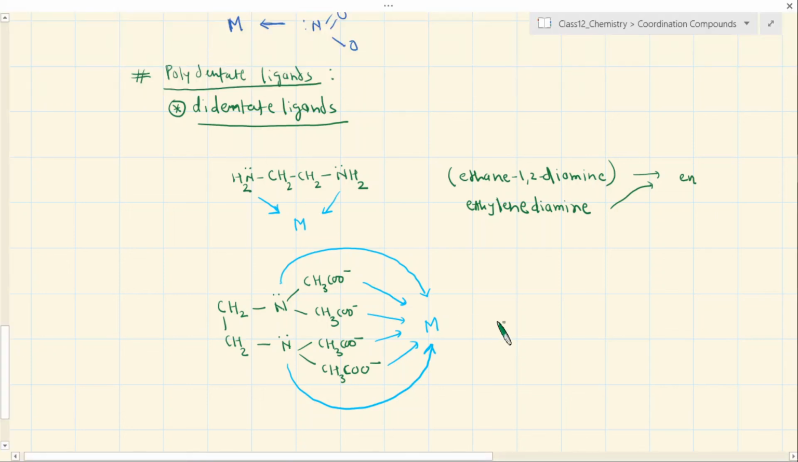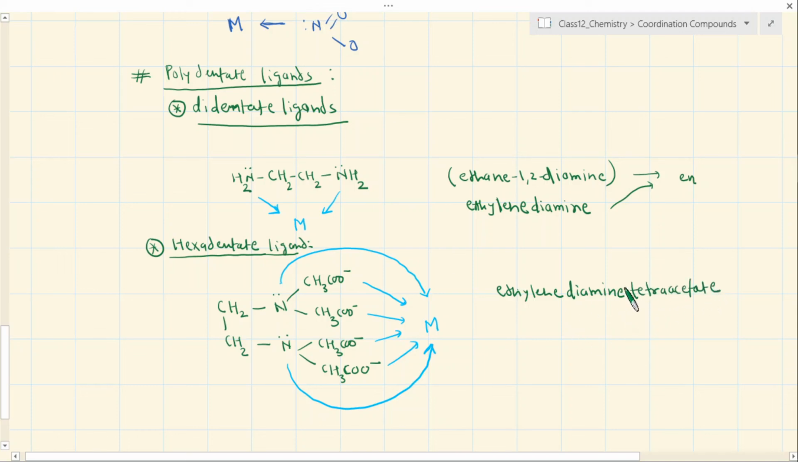It's an example of a hexadentate ligand. Okay, and it's abbreviated as ethylenediaminetetraacetate. Okay, and there is no gap here, you can see that everything is connected.